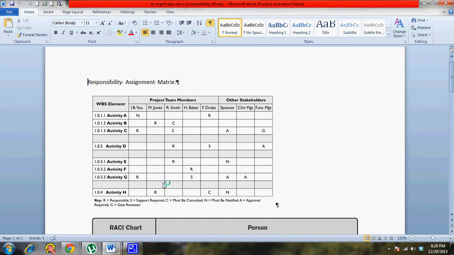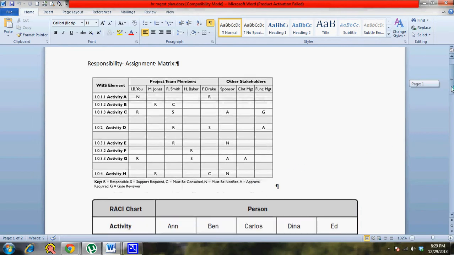Then you assign R, S and so on in the matrix. You specify whether they are responsible for the activity, or their support is required, or they must be consulted. So all these things are given a notation, and then you mark that against the specific row and column for the resource.